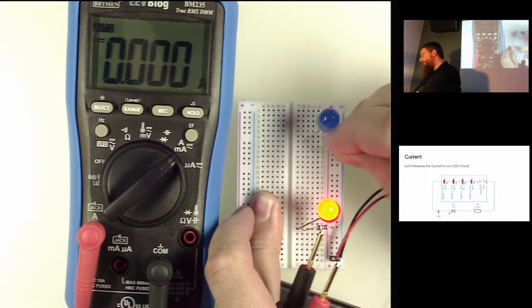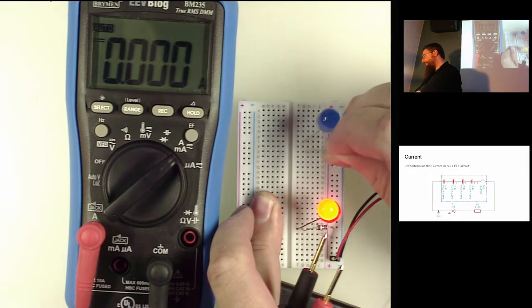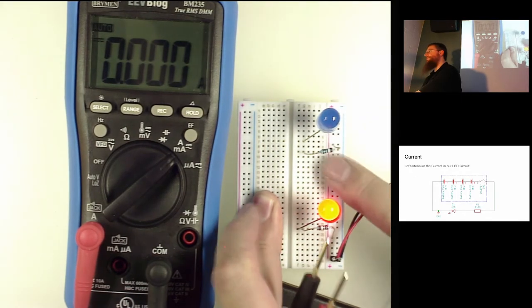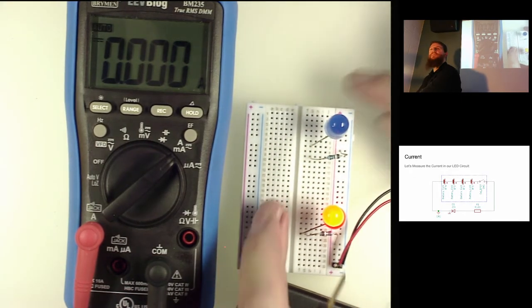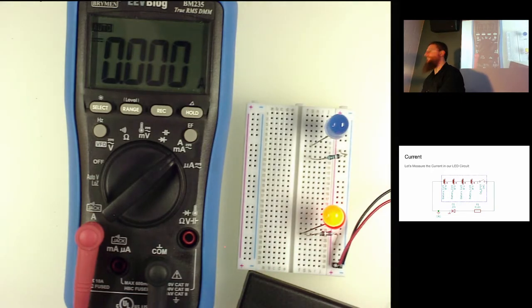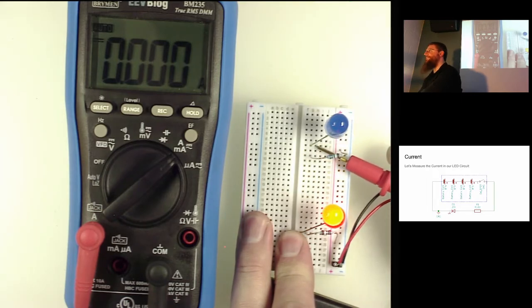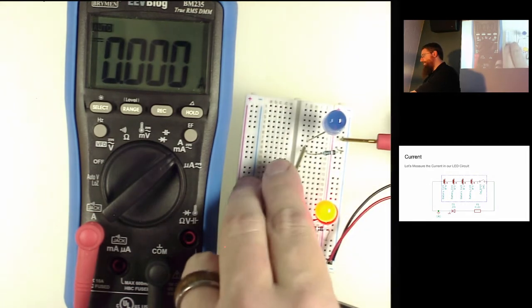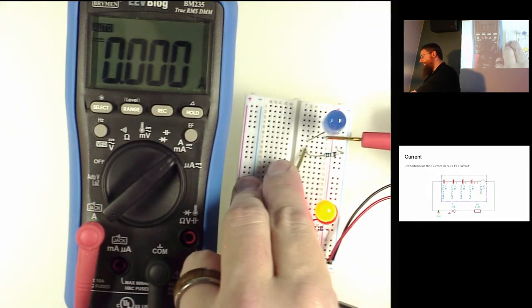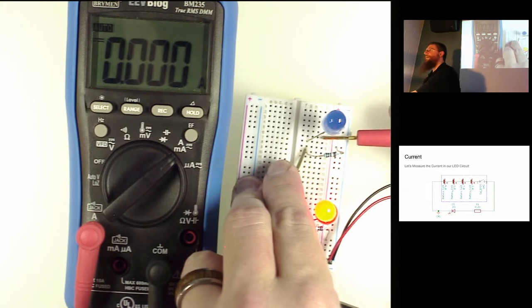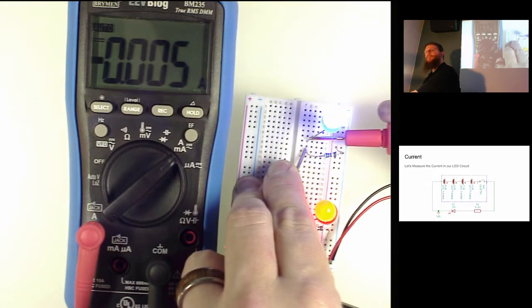So what I do is I physically open up the circuit and move the resistor to another node. So is that clear on the screen what I've done? You've got one leg of the LED in this row and the leg of the resistor in another row. Now, when I touch this side with the black probe and this side with the red probe, the electrons have to flow through my meter in order to measure the current.